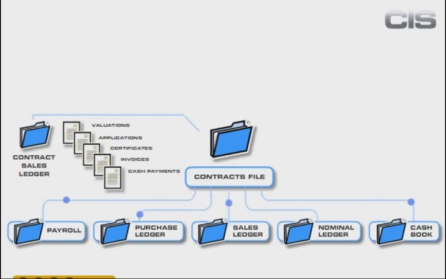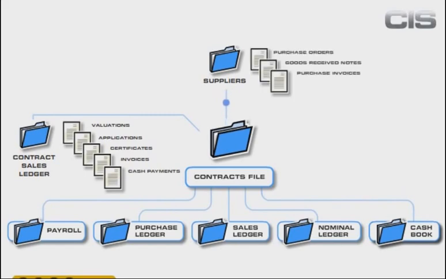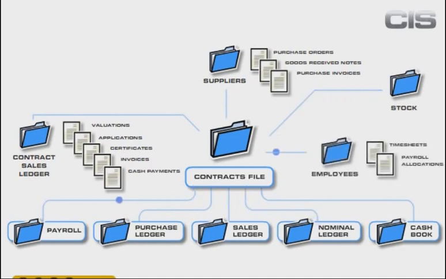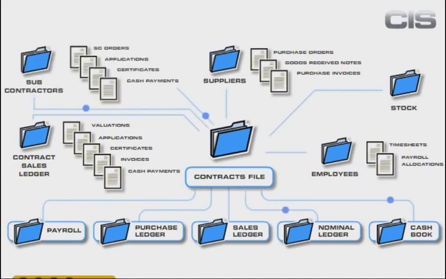So, how does Pegasus CIS process the costs of a contract? Well, that really depends where the costs are coming from. You can have costs coming from the suppliers in the form of purchase orders and purchase invoices. Not only will the contract be updated, so will the purchase ledger in your account system. From stock allocations and issues. From your employees' timesheets and associated payroll costs. And of course, not forgetting your subcontractors. Pegasus CIS will process all of these costs into your contracts.